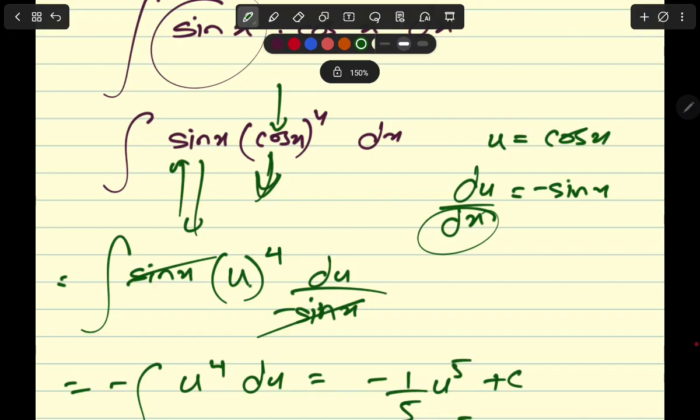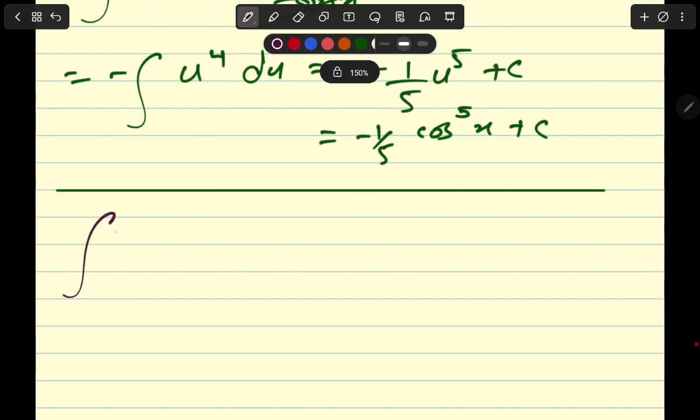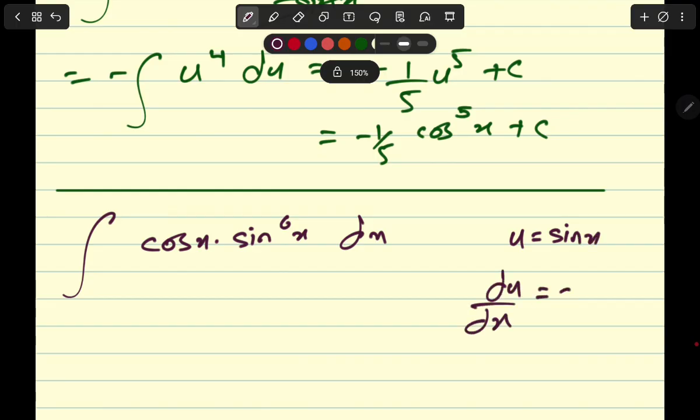Now let's do another example so that the concept is anchored well in your heads. Now again, let's change color. Let's use this one. So if you had to evaluate the integral of cos x times sine to the power 6 of x dx, so now let's substitute sine x with u. So du by dx is going to be equal to cosine of x. Now let's make the substitution. So cos x times sine x, sine x is u, so u to the power of 6.